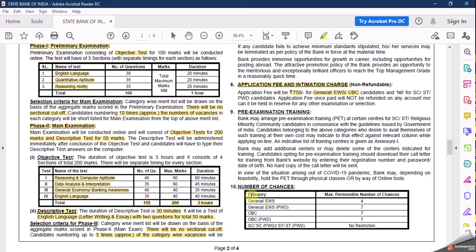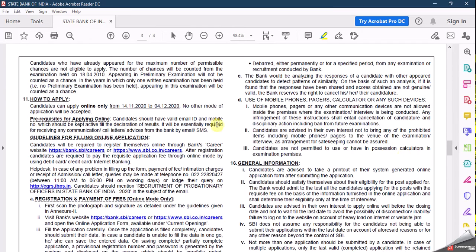This exam of probationary officer carries with it a number of chances also. An EWS candidate can appear for this exam a maximum of 4 times in his or her life. Similarly, a general and EWS PWD candidate can appear 7 times. For OBC again it is 7. For OBC with PWD category it is 7, and for SC/ST there is no restriction as such on the number of attempts. So this is also one important thing.